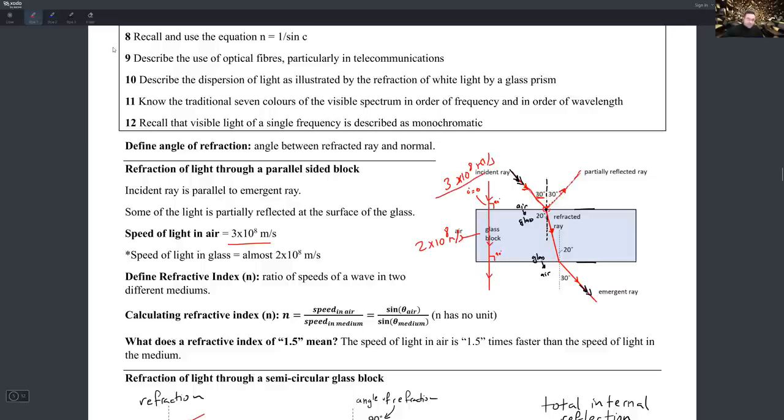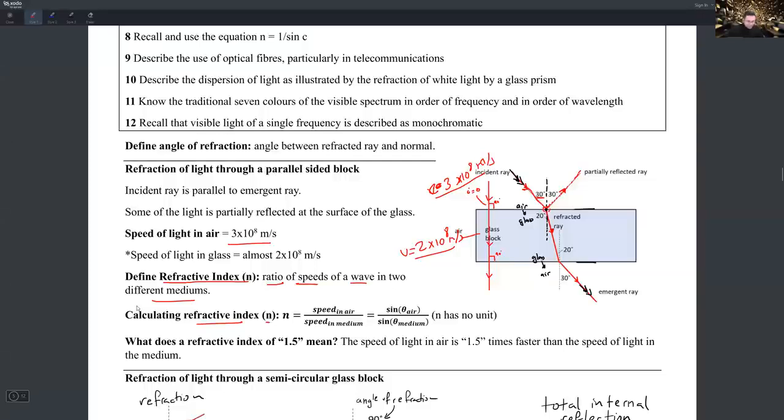The ratio between the speed of light in air, let's call it C for example, and the speed of light in the glass, let's call it V, is called the refractive index. What is the refractive index? It's a ratio of the speeds of a wave in two different mediums. It's the ratio of the speed of light in air over the speed of light in glass, or in that medium, whatever medium it is. The symbol for the index is n.